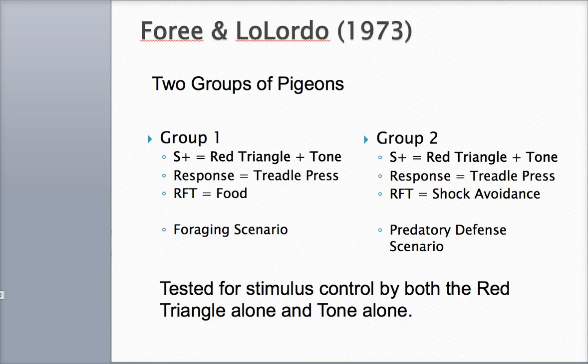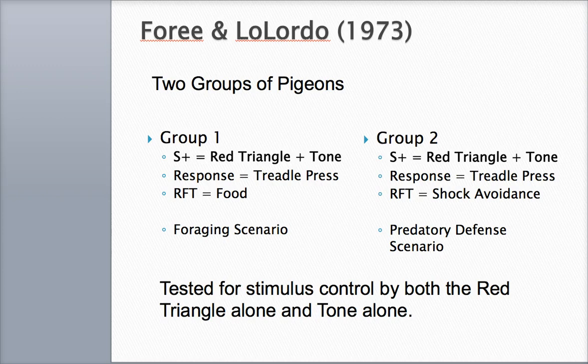So I want to talk about a study by Foree and LoLordo from 1973. They tested two groups of pigeons, and both groups have the same S+ stimulus, and they are required to perform the same response. In both cases, the S+ is a red triangle on the key paired with a tone, so it's a compound stimulus. The red triangle is the visual component, the tone is the auditory component, and it's the same for both groups. And the response is a treadle press.